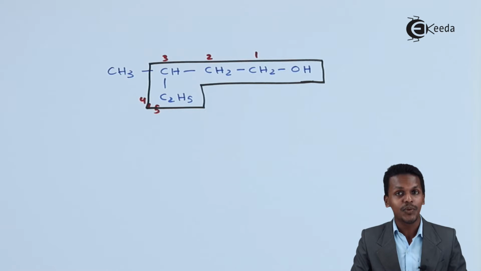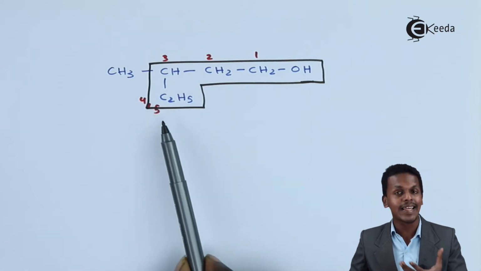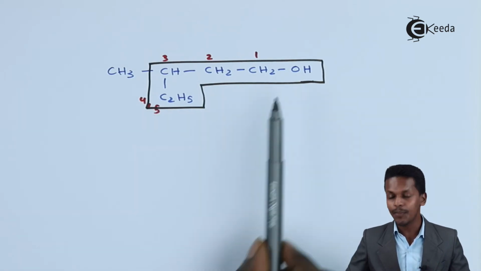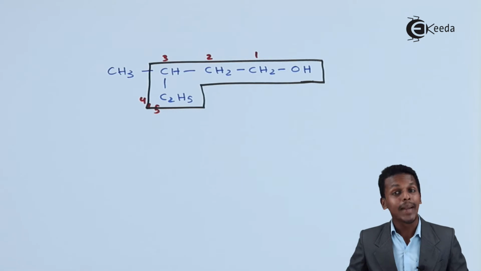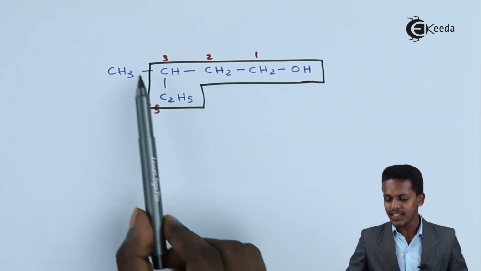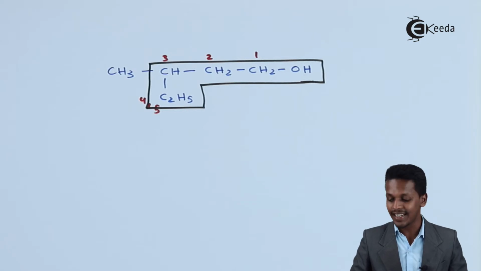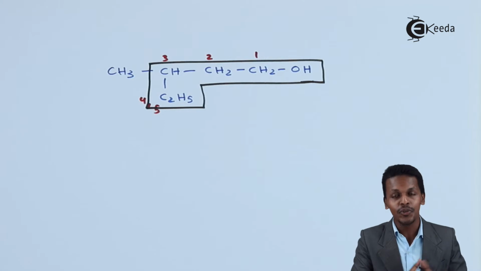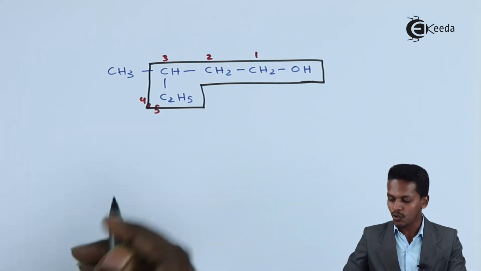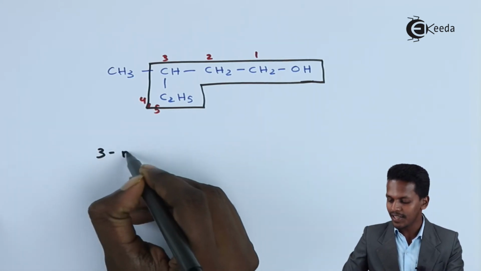So let us give the name to this one. Here we can give the name by using the IUPAC rules. In the longest chain there are 5 carbon atoms, so the name of this one could be given as pentanol. But here we can find on the 3rd carbon atom a substituent, and that substituent is nothing but methyl. So we have to give the name to the methyl also. Therefore the name of this one could be given as 3-methyl.